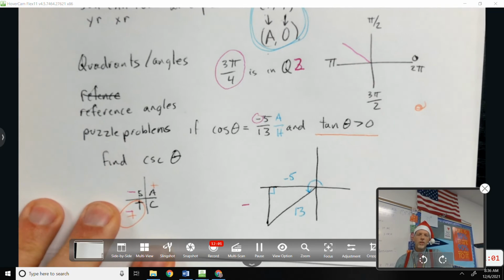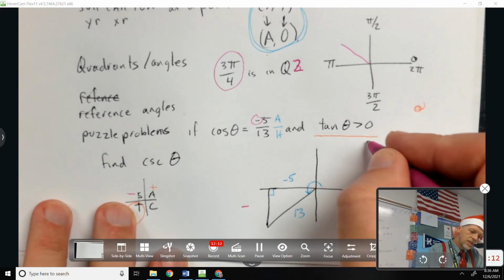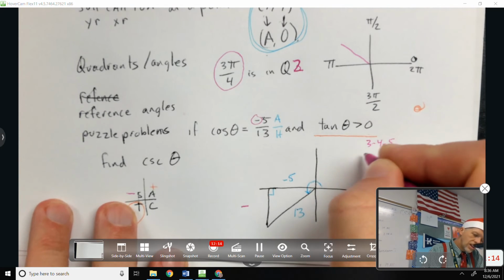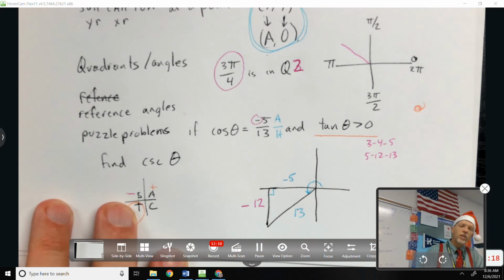Do you know how long that side is going to be? You can use a squared plus b squared equals c squared. Or you can remember, you've got a calculator, so if you need it, that's fine. It's a 5, 12, 13.